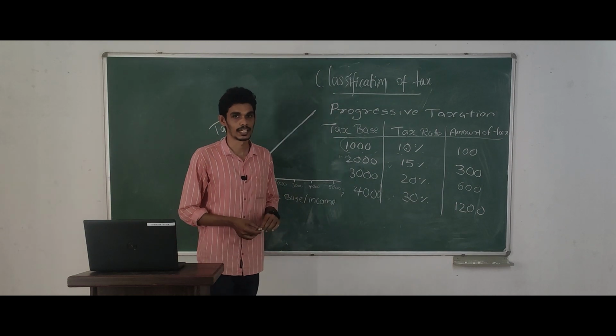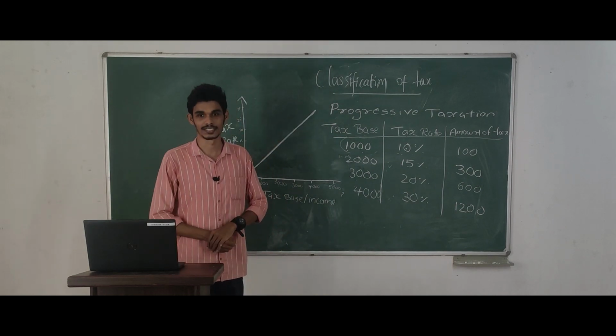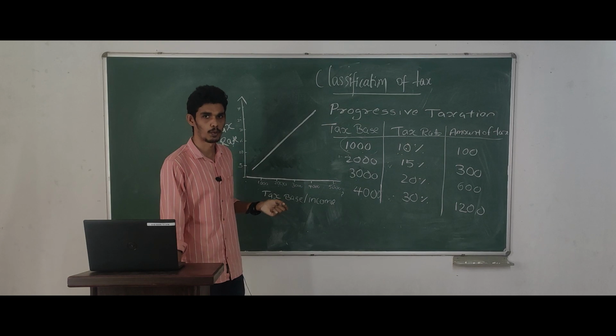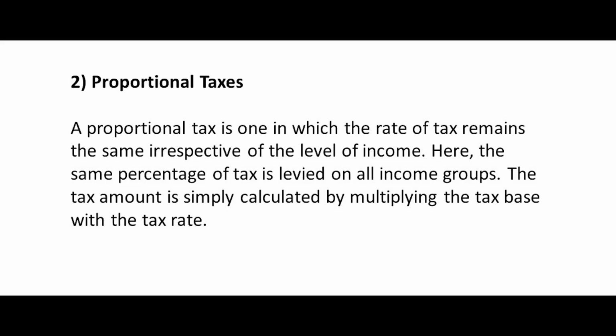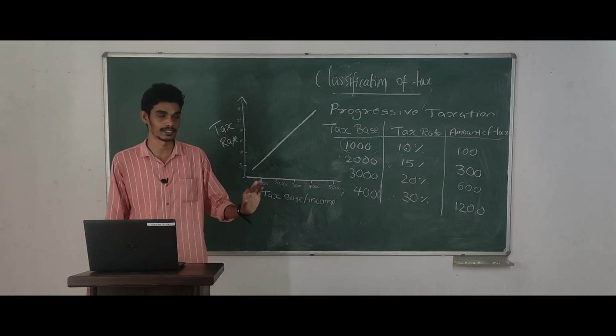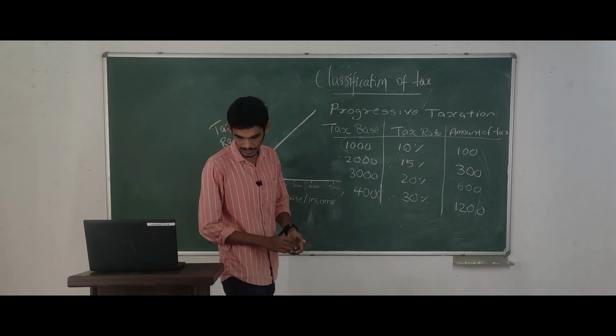Then the next classification is proportional taxation. In the case of proportional taxation, a proportional tax is one in which the rate of tax remains the same irrespective of the level of income. Here the same percentage of tax is levied on all income groups. The tax amount is simply calculated by multiplying the tax base with the tax rate.